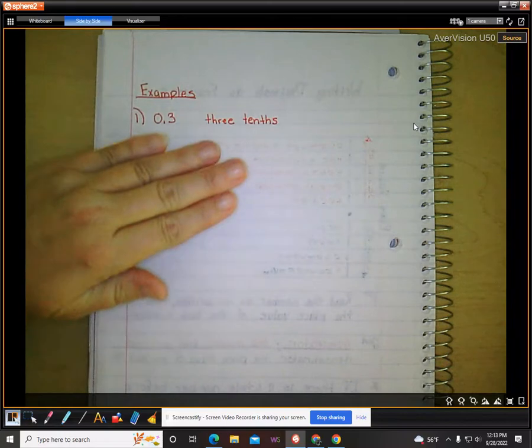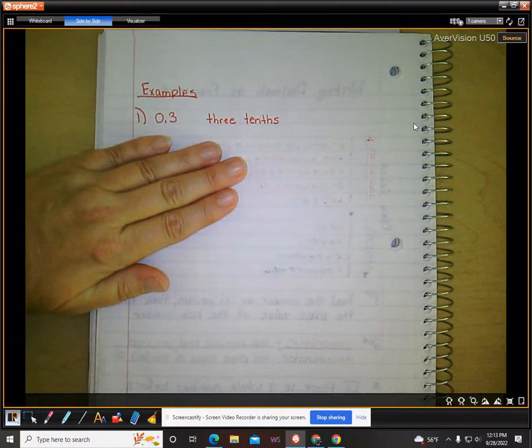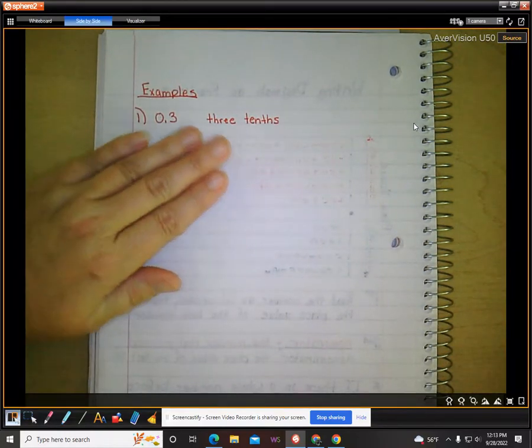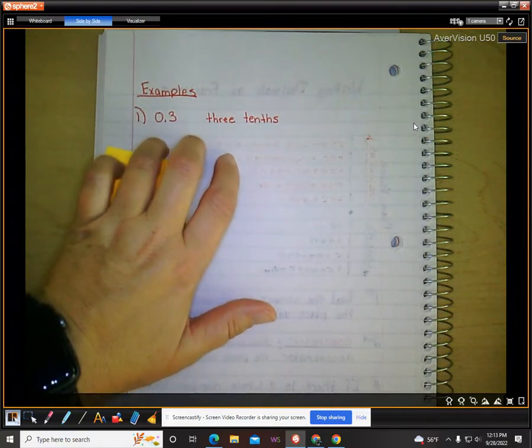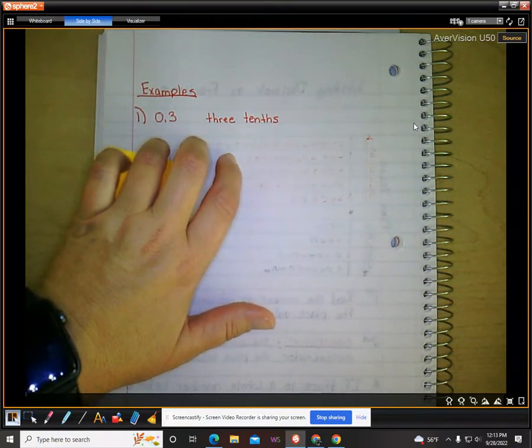Now, if I covered all of that up and asked you to write the fraction 3/10, I'm sure most of you could do it. But then when you see it like this or you see it like this, now we're all confused. Okay? Don't let words and numbers confuse you. You guys know how to write fractions. You've been doing fractions since probably 3rd grade.